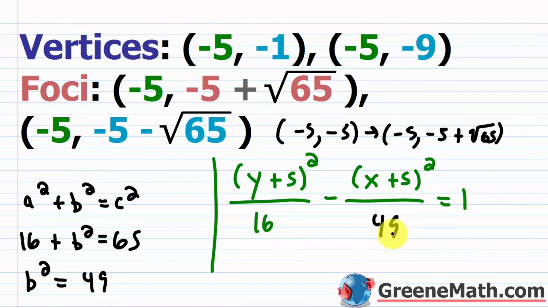So it seems a little bit harder than it is. It doesn't take that long, but you do have to know what a is, that's the distance from the center to one of your vertices. What is c, that's the distance from your center to one of your foci. And then for getting b, you need to go through this formula and crank that out. So we get the quantity y plus 5 squared over 16 minus the quantity x plus 5 squared over 49 is equal to 1.